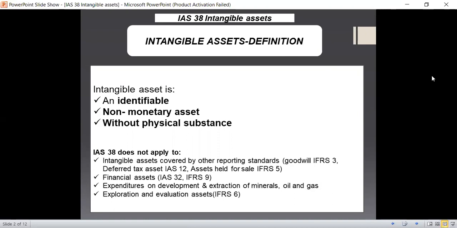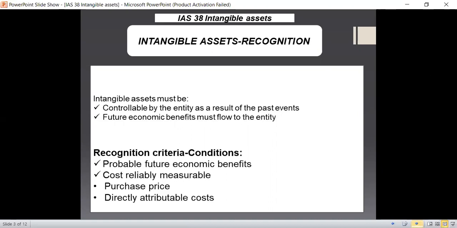My dear students, the objective of IAS 38 is to specify the accounting treatment for those intangible assets which are not covered by other standards. And intangible assets are controlled by an entity as a result of a past event, and future economic benefits are expected to flow from the asset.